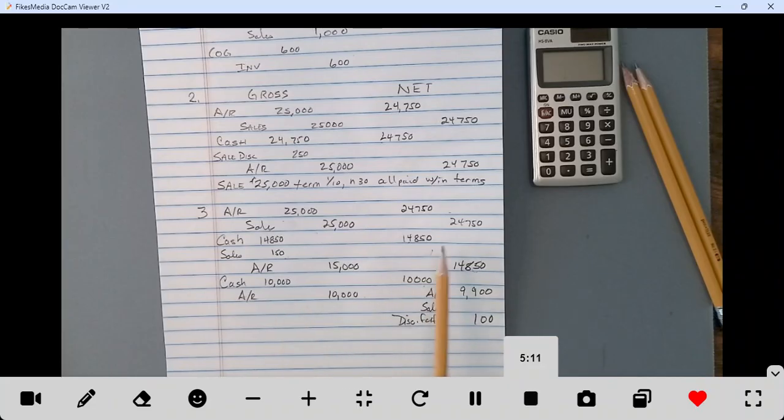Okay, so under the net method, when they don't meet the discount period, we have this special entry that sends the discount forfeited, okay, at a credit balance there. So we have a discount forfeited, accounts receivable for $9,900, and you pay the full amount. Okay, this has been a review real quick of accounts receivable and how to post the discount on terms.